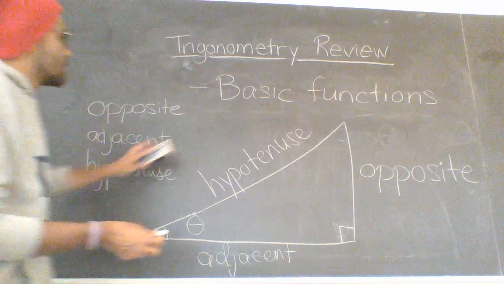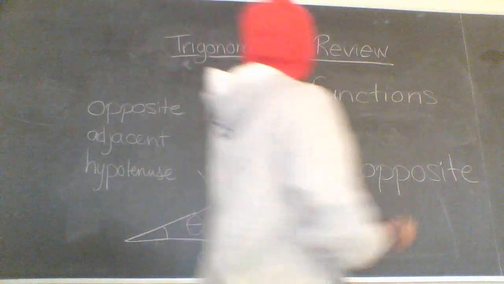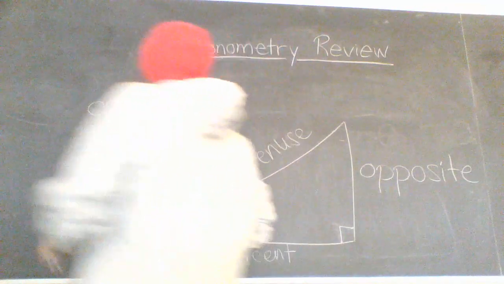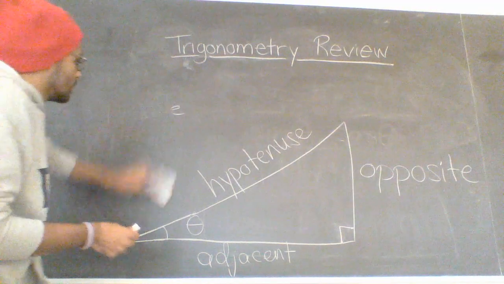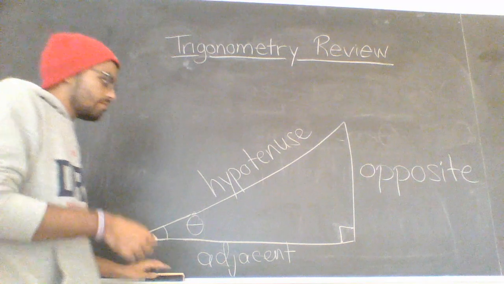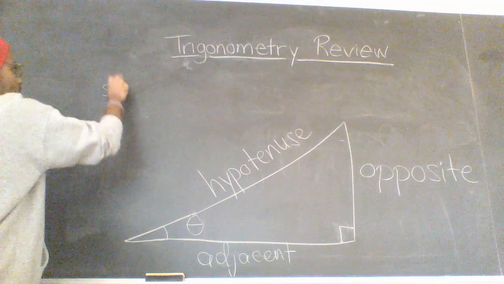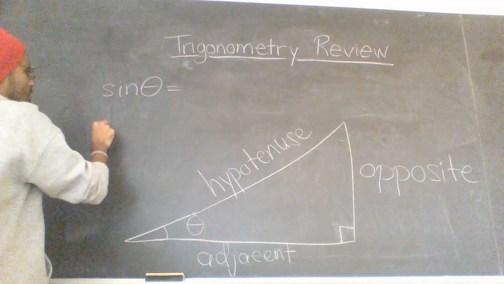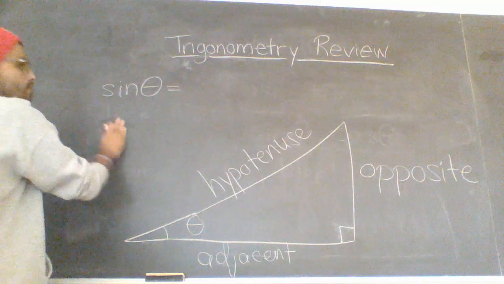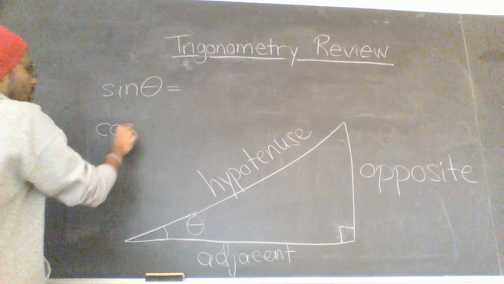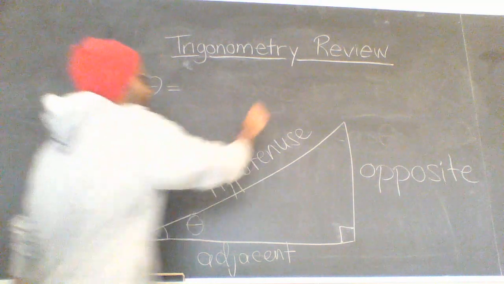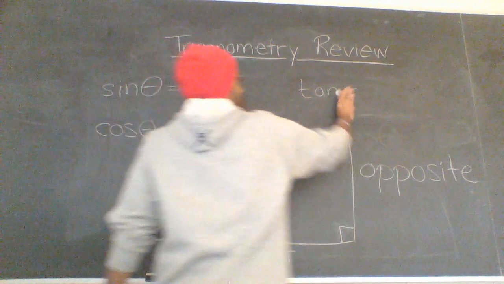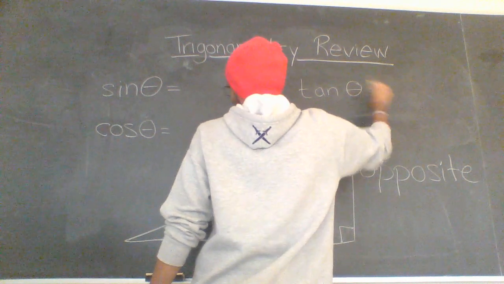Now, there are a couple of ways you can remember the relationship between the trigonometric functions and these sides. We'll talk about both methods that you can use to remember them. But let's remind ourselves of the trigonometric functions. So we've got sine theta, which is equal to something. We've got cosine theta, which is equal to something. And then we've got tan theta, which is equal to something.